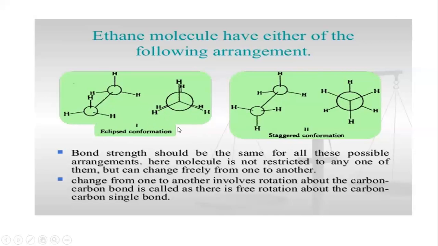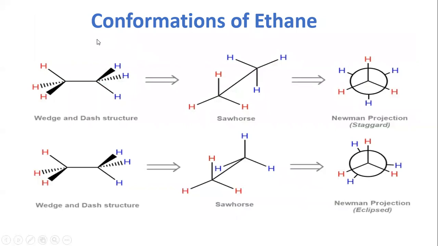So to release the strain, I can rotate this bond into the next plane. Even to release this strain as well as this third strain, I can release the strain by rotating the bond. So I can change from one to another involving rotation about the carbon-carbon bond, as there is a free rotation about the carbon-carbon single bond. For example, conformation of ethane.